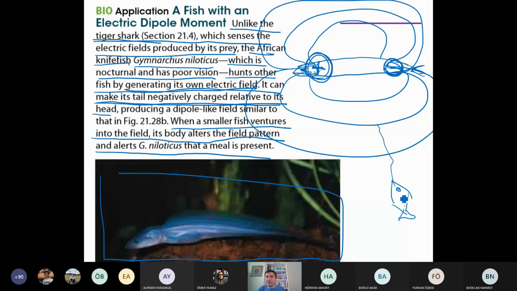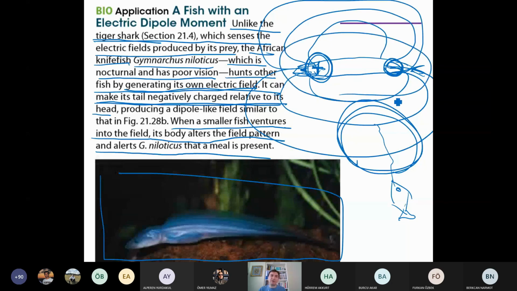Whenever this fish enters this area, it disturbs these field lines, okay? Then this fish can understand that a meal is ready, okay? So this is the working principle of electric dipole moment in a fish.